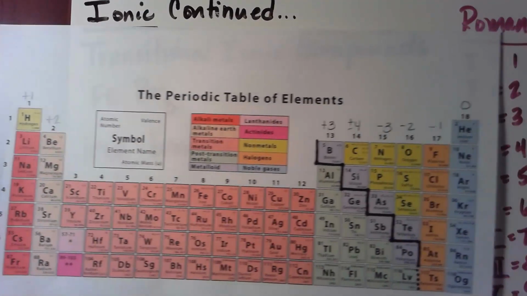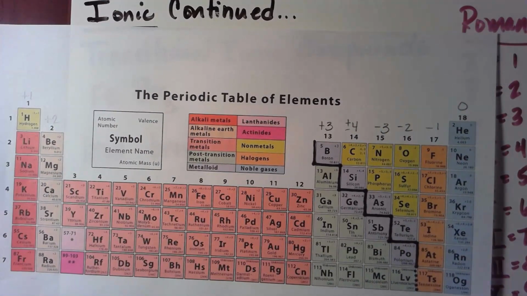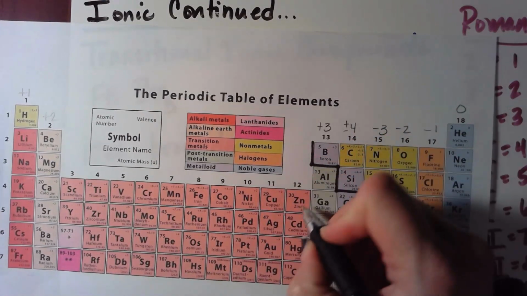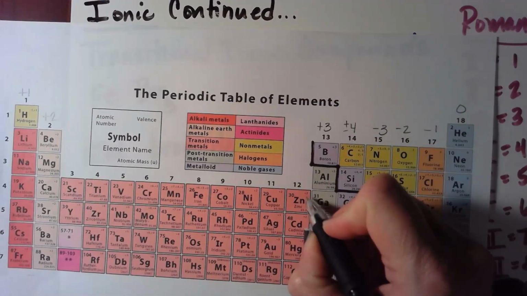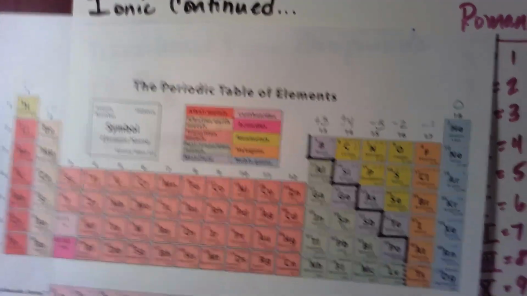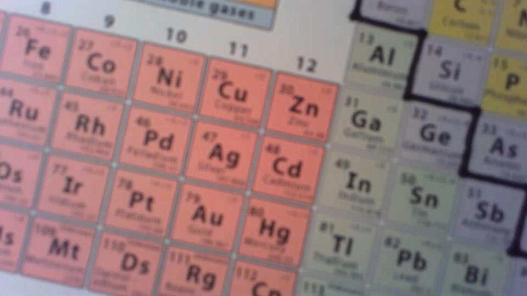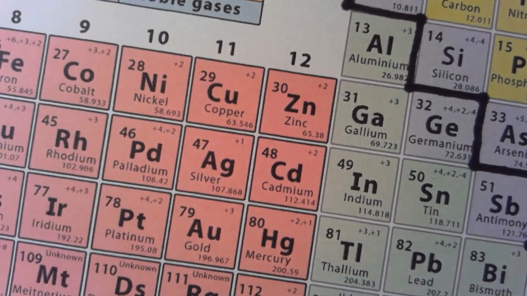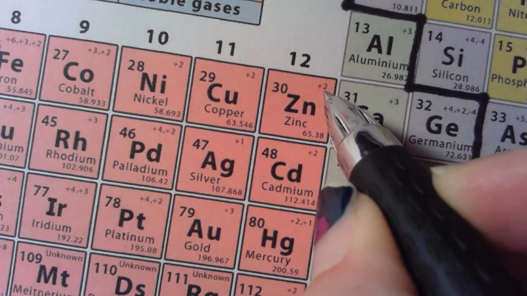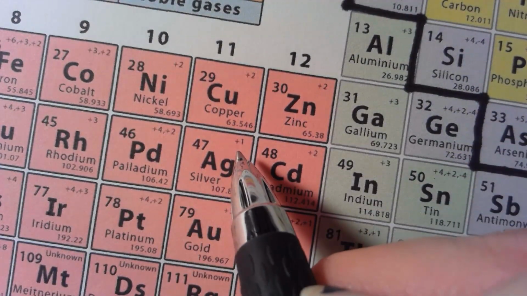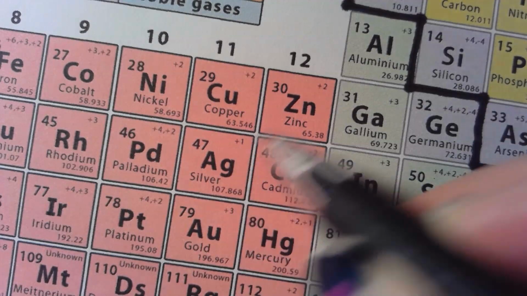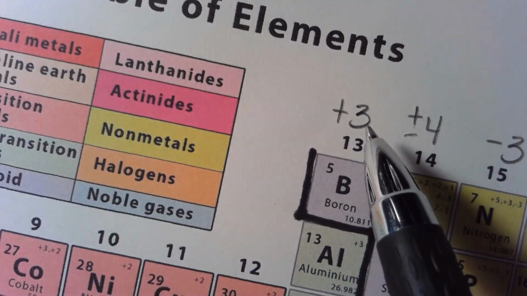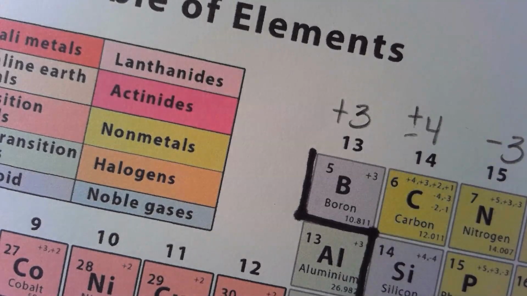There's only 3 elements that have a charge that stays the same all the time. The first element that stays the same all the time is zinc. And I don't know if you can see it on my periodic table, it's kind of hard to see, but it says that zinc is always a +2. So it's always a +2. Silver is always a +1, no matter what. And then aluminum is always a +3. We already knew that because it's in group 13, so it's always a +3.